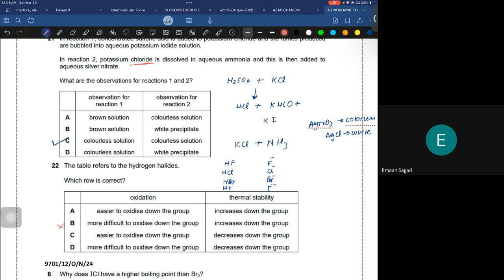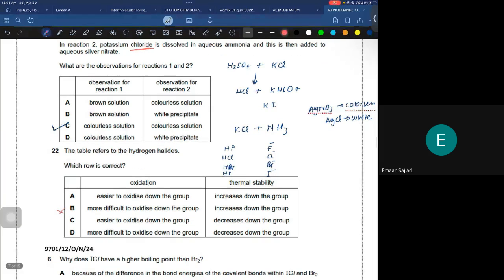Then you're saying C, okay? C. Easier to oxidize. Yeah, it's easier to oxidize. But options A and C may be correct. It may be A, it may be C. A, thermal stability. Yeah, thermal stability, does it increase or decrease down the group? Thermal stability decreases down the group. Okay.